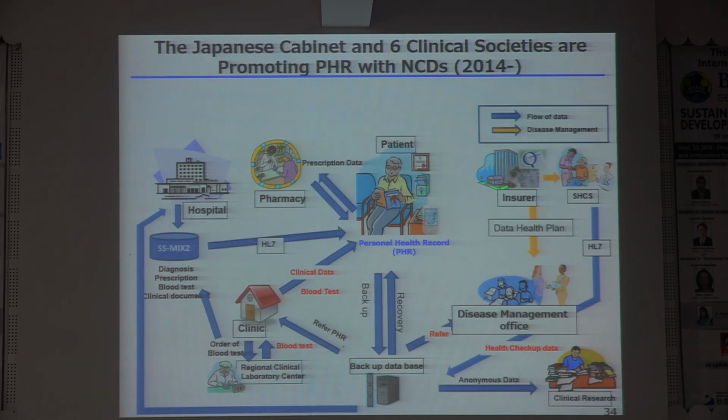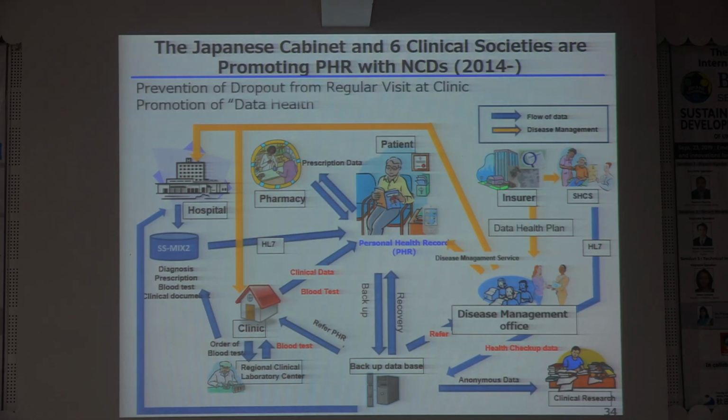This business model, the insurer pays, because the insurer has motivation to pay to reduce medical cost. And they have to provide data health because they have a carrot and stick system. And they have to promote data health. And also, insurers want to promote the clinical guideline. Okay, so this PHR is very useful for providing this. That is why the insurer has motivation to pay for this PHR system.